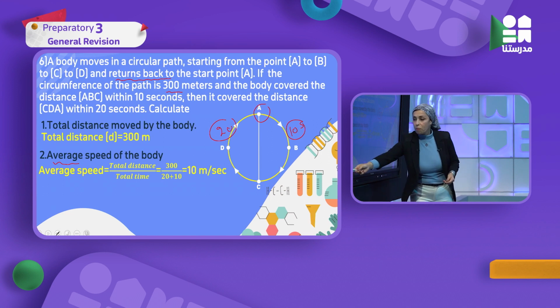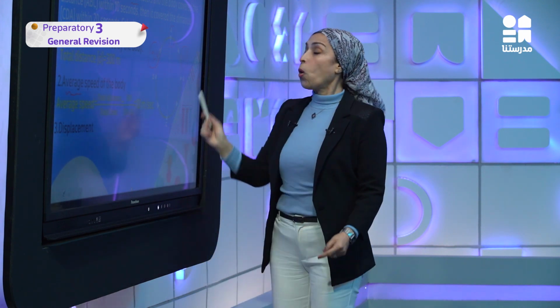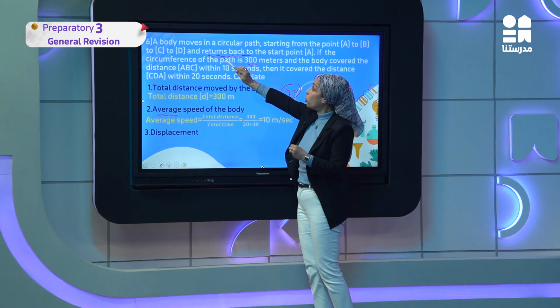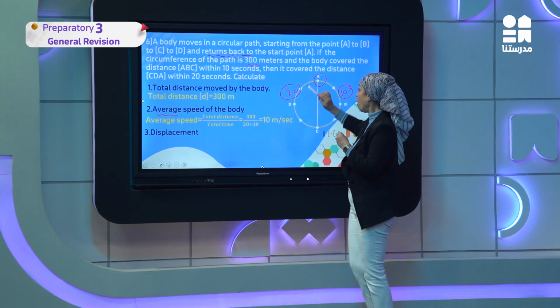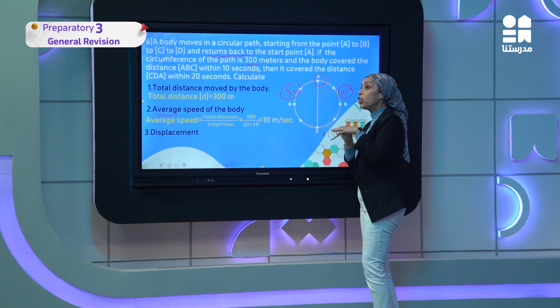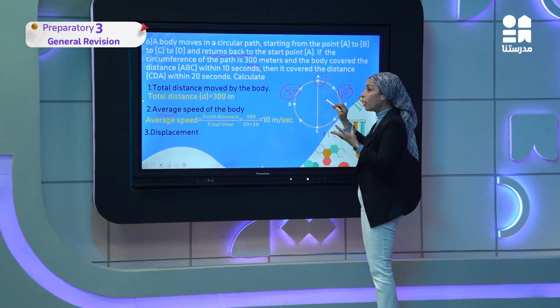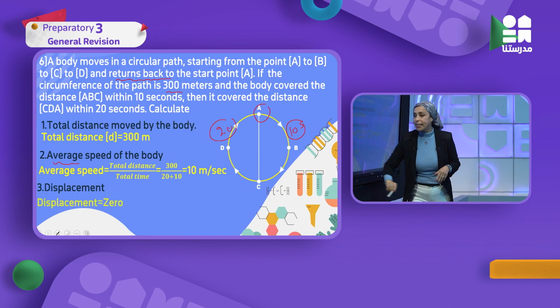Next question. I know that you know this next question. What is the displacement? At the beginning, I said you have to know that the body returned back to the starting point. It went around and came back to its place. So, did he change position? No. He left from A and arrived again at A. So, the displacement in this case is 0. I know that you know it. The displacement here is 0.